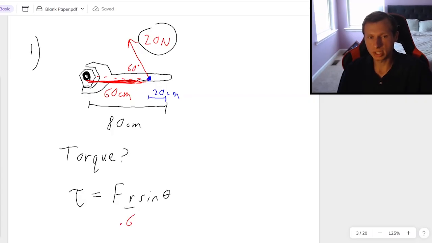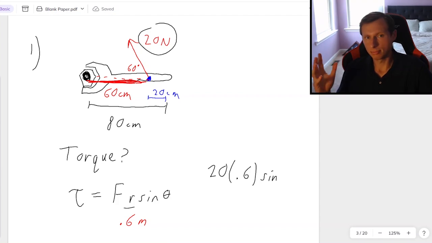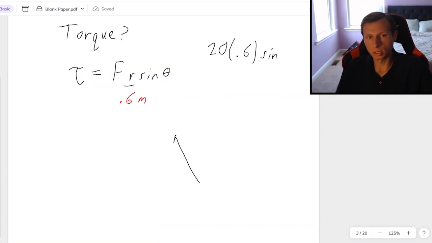That's going to be 0.6 meters. So now I have the force is 20, the radius is 0.6, and finally sine or cosine of my angle. I also have to think about which one I need. So to do that, let me draw a little right triangle of the situation. There's 60 degrees. And again, there's two components here that I have. I have this component down here and this component up here.